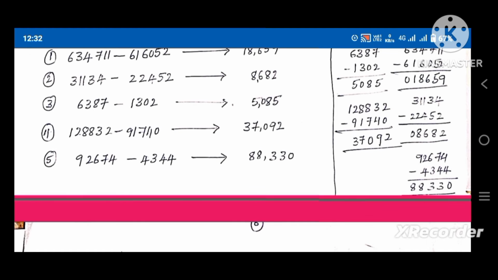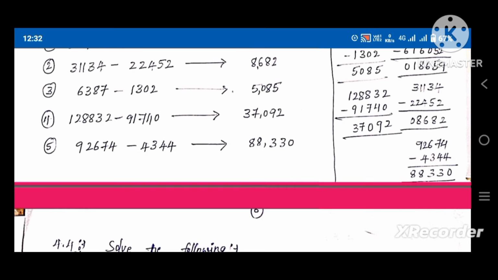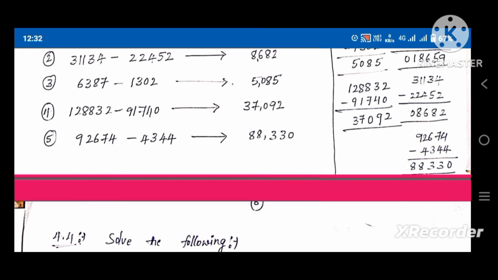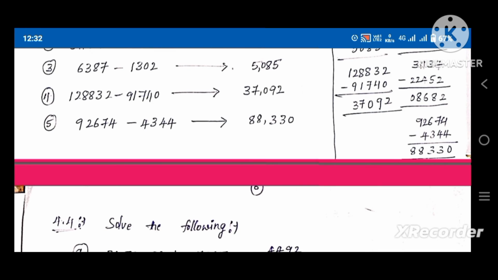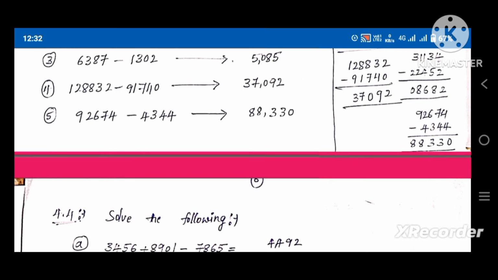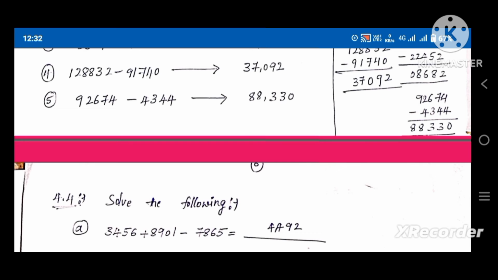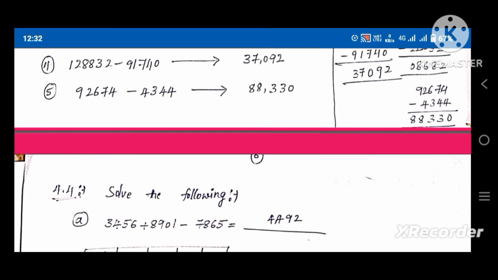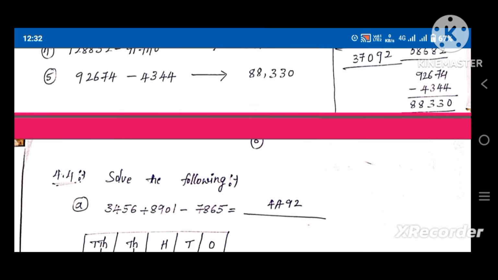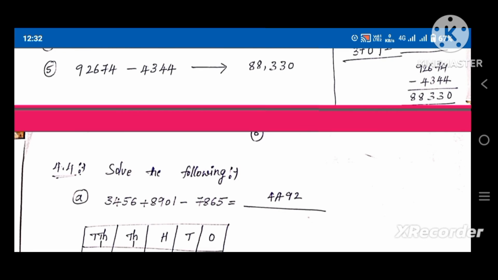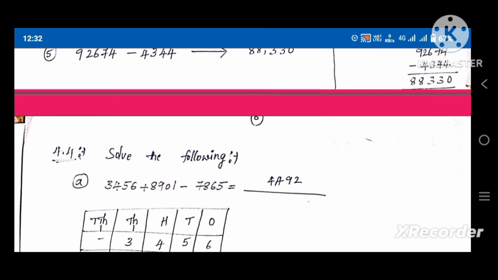Second one, 31,134 minus 22,452. We get the answer 8,682. Third one, 6,387 minus 1,302. We get the answer 5,085. Fourth one, 1,28,832 minus 91,740 is 37,092. Fifth one, 92,674 minus 4,344 is 88,330.